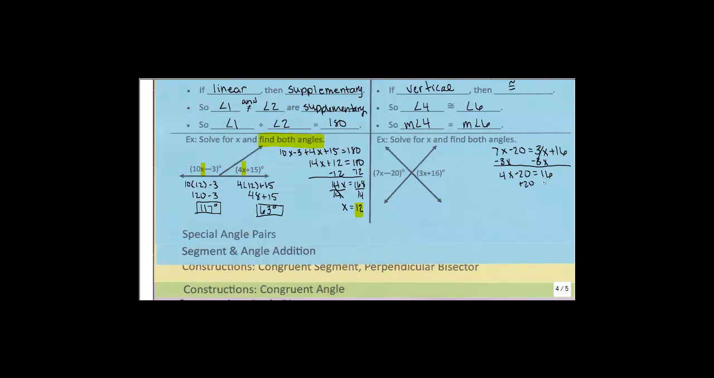Then you're going to add 20 to both sides. And 4x is equal to 36. Divide both sides by 4. And x is 9. Again, we were not looking for x, we're looking for both angles. So you take 9 and you plug it in for x on both. So 7 times 9 minus 20 and 3 times 9 plus 16. 7 times 9 is 63 minus 20 means that this left one is 43 degrees. 3 times 9 is 27 plus 16 means that this angle is also 43 degrees.